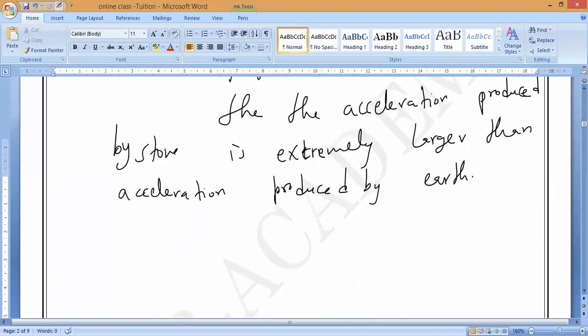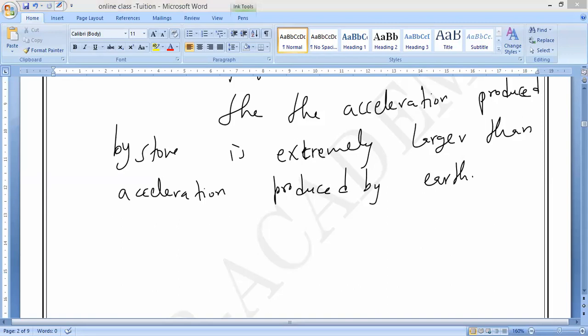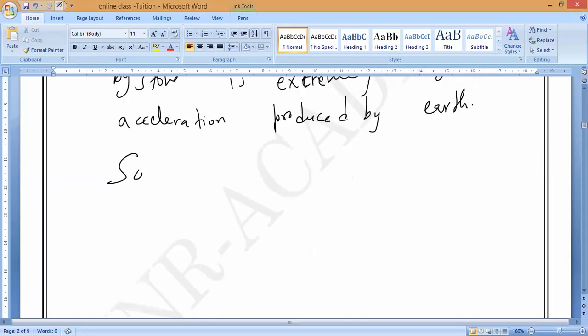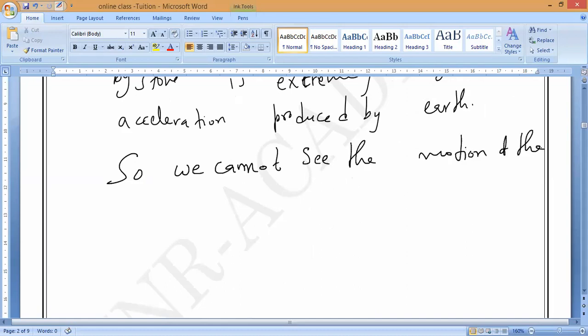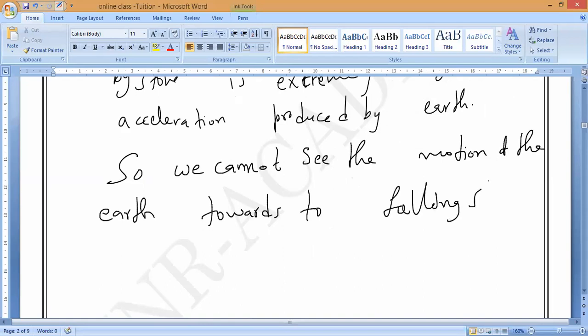So what is happening? Anybody? We cannot see the motion of the earth towards the falling stone. We cannot see the motion of the earth towards what, guys? Towards the falling stone. Is it okay, guys?